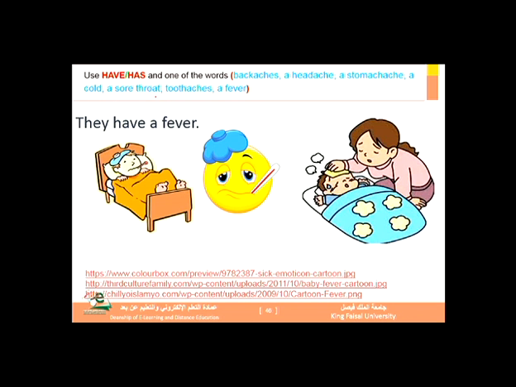Those different images show that they have a fever. And because we have more than one, 1, 2, 3, the pronoun that represents them is they, and they takes have. They have a fever.